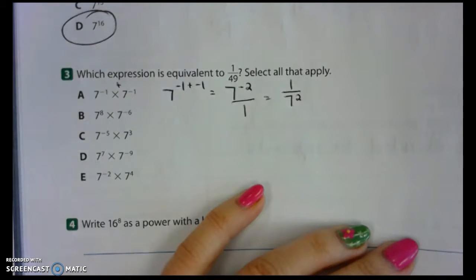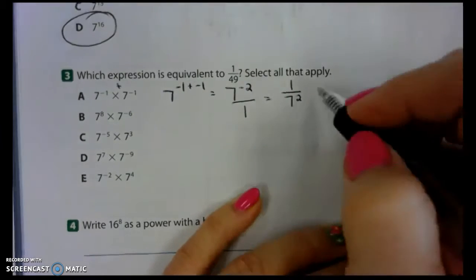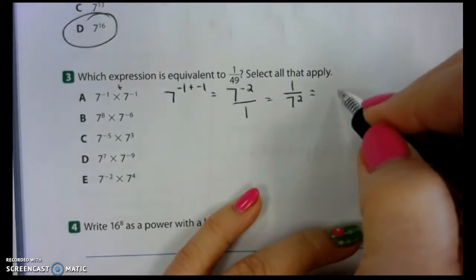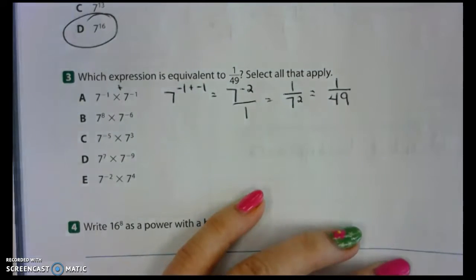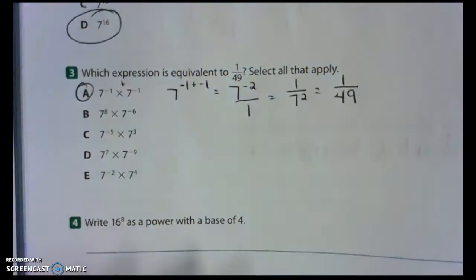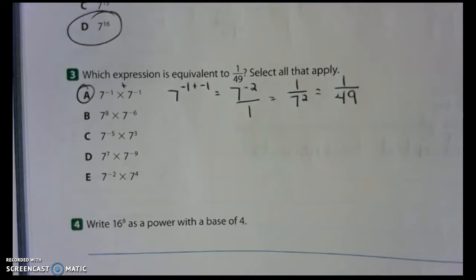Now, we're close, but we still don't match 1 over 49, so go ahead and simplify 7 squared. 7 times 7 makes 49. So A is correct because it matches 1 over 49.